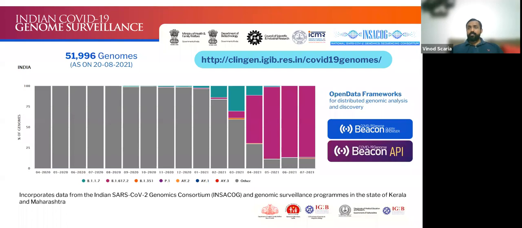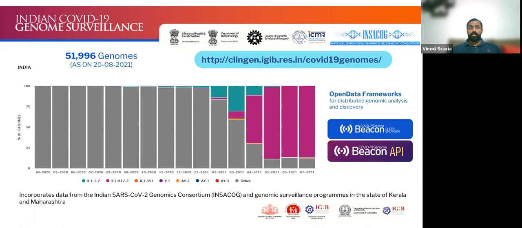And of course, beyond the state of Kerala, we now have multiple states with surveillance programs, including Maharashtra, and also INSACOG, which coordinates the national program for all the states. Today we have crossed 50,000 genomes from all the states. We were also fortunate to have maintained a database, or dashboard, for the entire data set. To make data access much simpler and easier, we have now implemented the APIs and the beacons, which would allow anonymous access to the granular data of mutations from this data set.